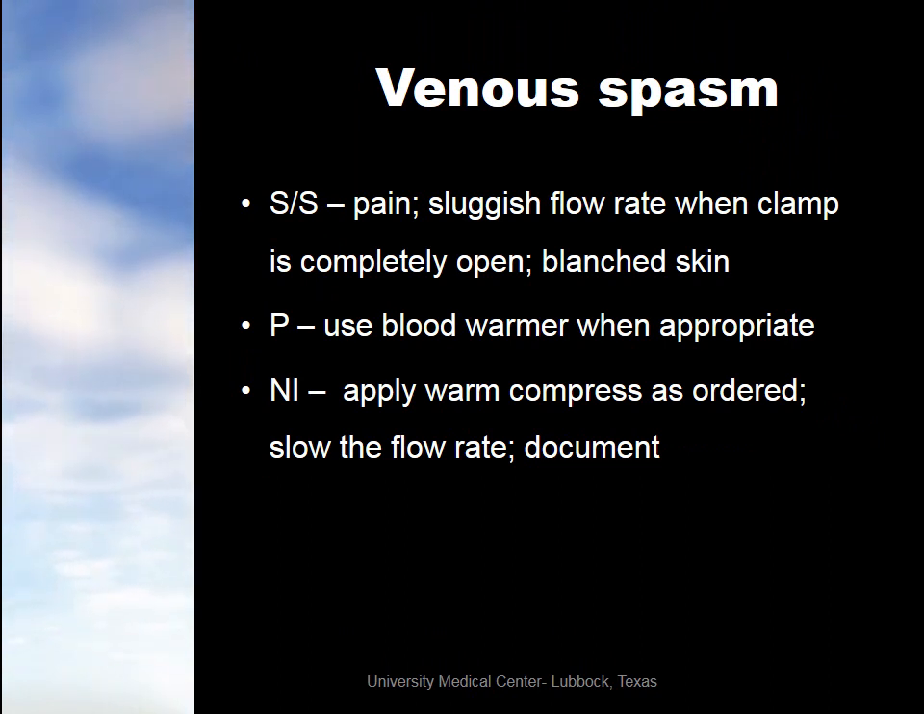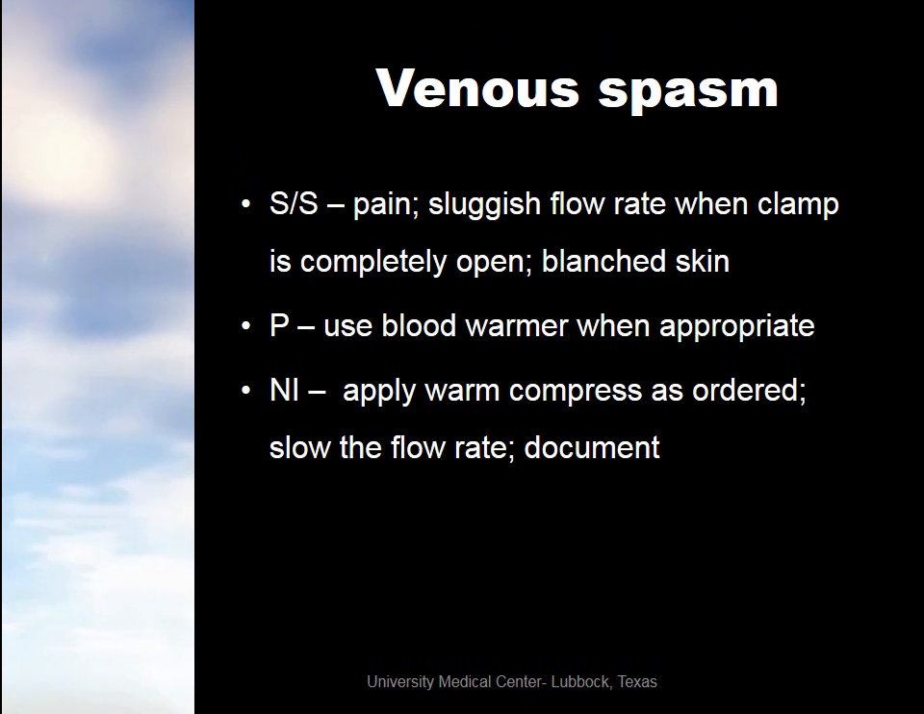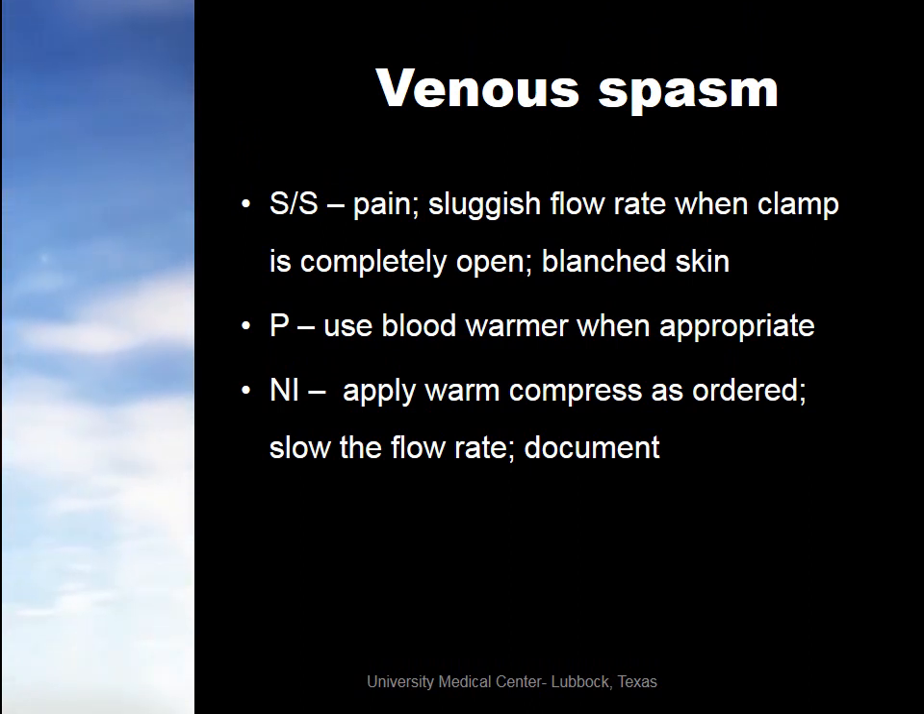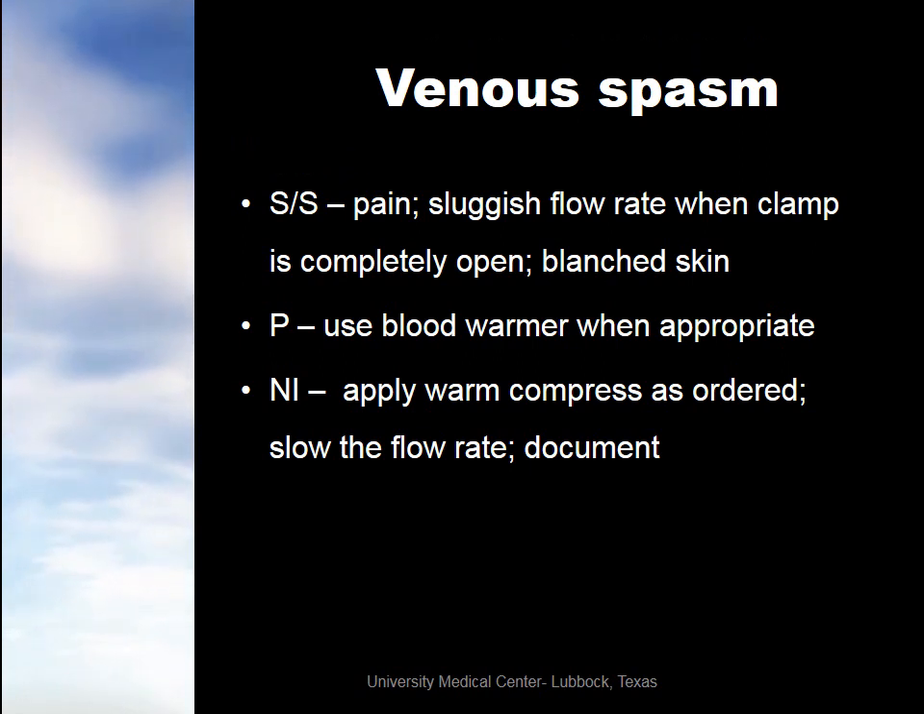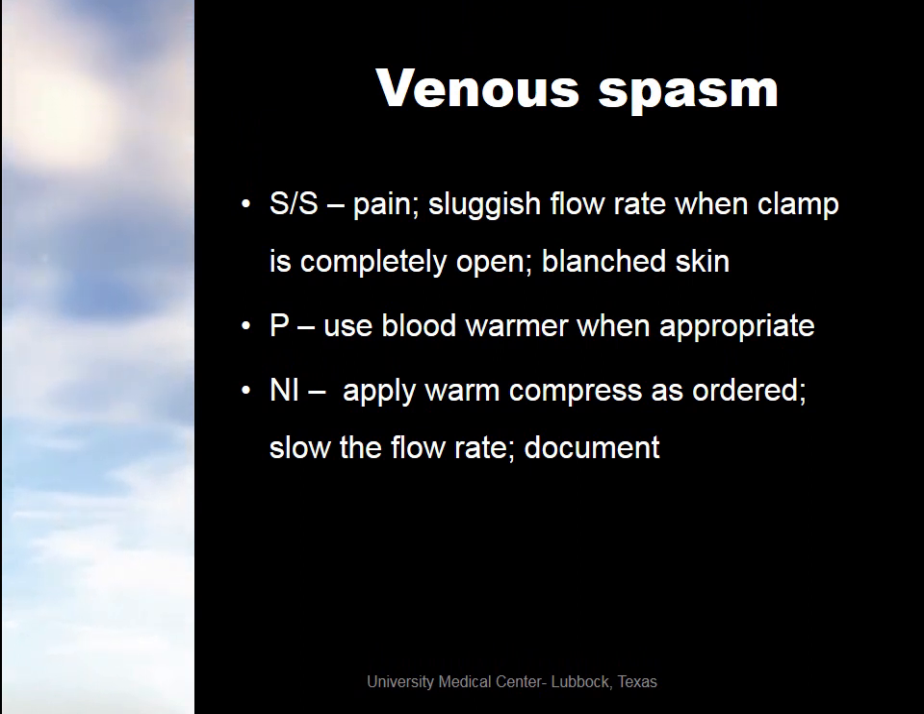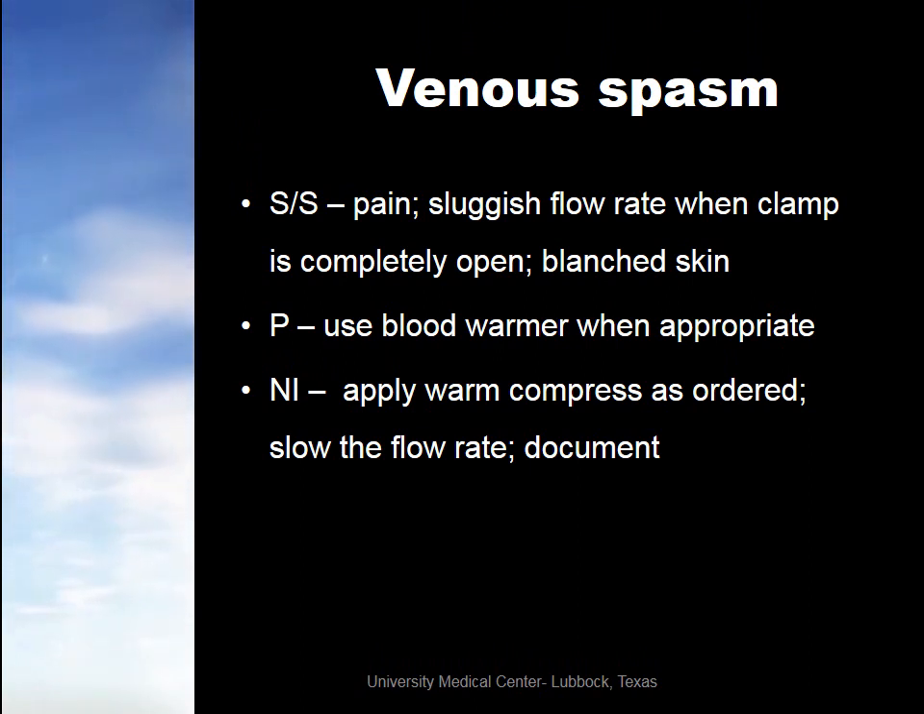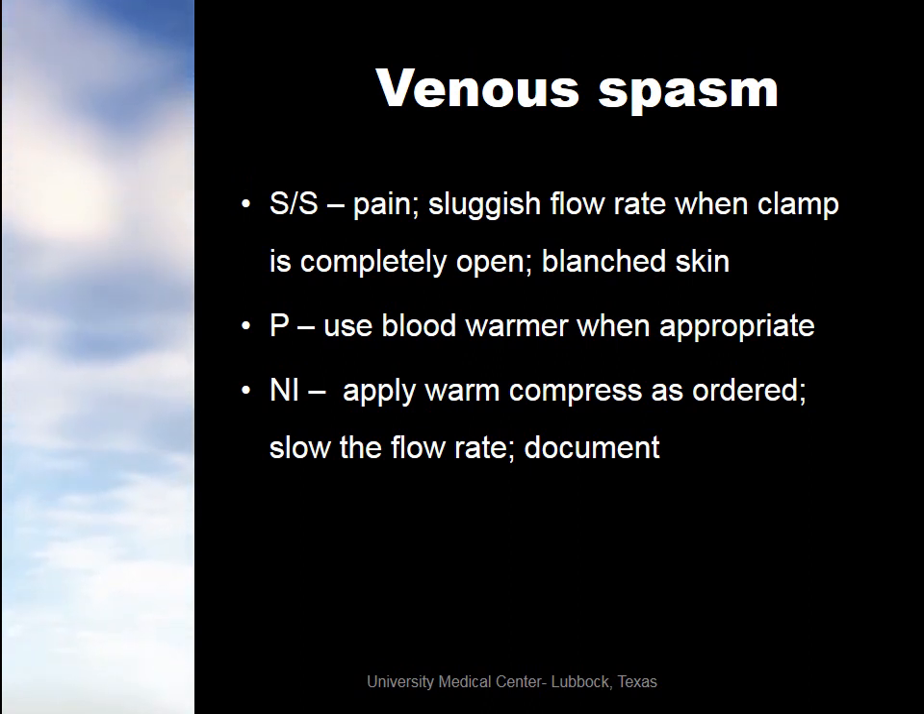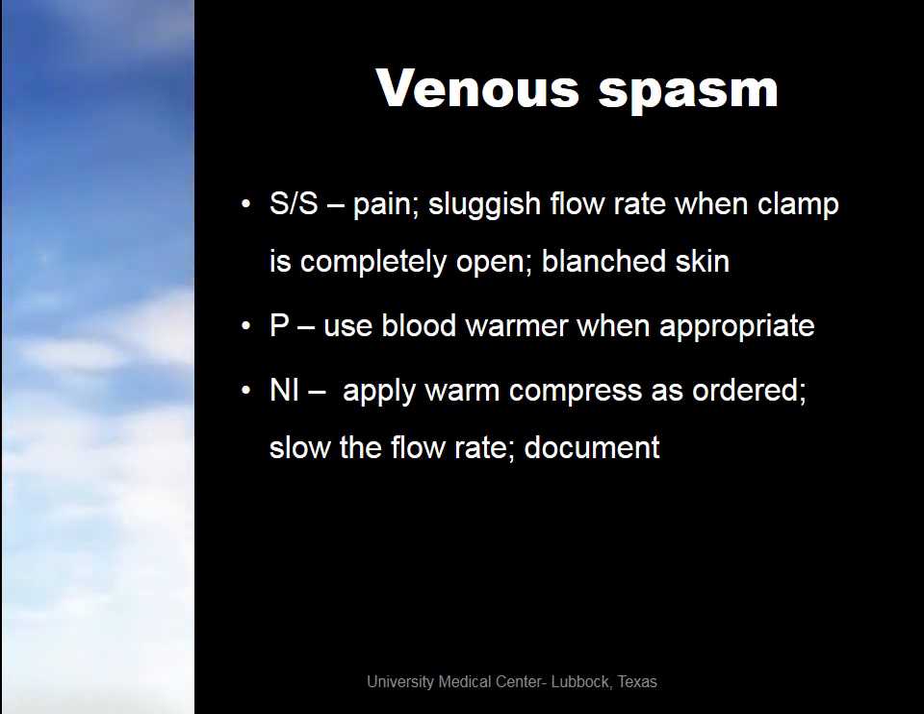Venous spasm. Possible causes include severe vein irritation of irritating drugs or fluid, administration of cold fluids or blood, very rapid flow rate with fluids at room temperature. Possible signs and symptoms include pain along the vein, sluggish flow rate when clamp is completely open, and blanched skin over the vein. Nursing interventions include apply warm compresses as ordered, slow the flow rate, and document.